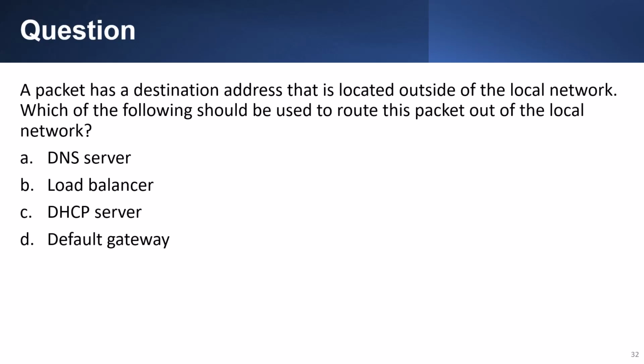Question: A packet has a destination address that is located outside of the local network. Which of the following should be used to route this packet out of the local network? Answer: Default gateway.